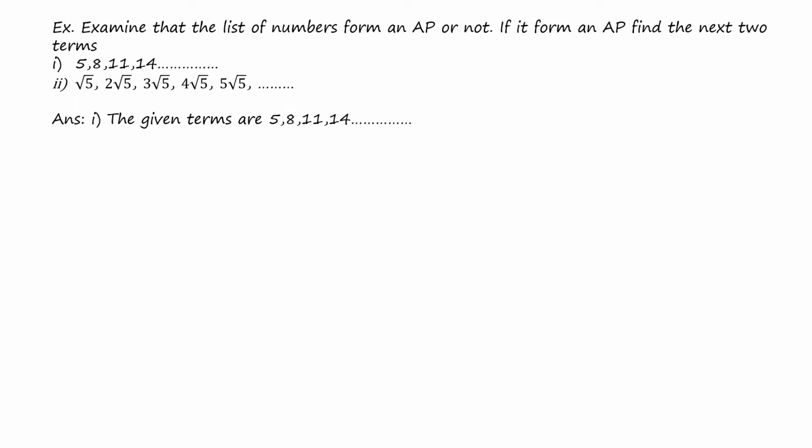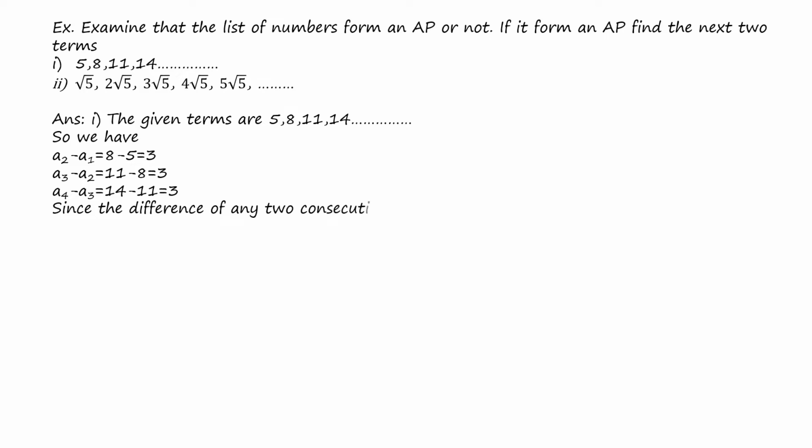The given terms are 5, 8, 11, 14. So we have a2 minus a1 is 8 minus 5 equals 3. a3 minus a2, 11 minus 8 equals 3. a4 minus a3 is 14 minus 11, which is 3. So it is clear that we are getting the same common difference. Since the difference of any two consecutive terms is the same, the given terms form an AP.